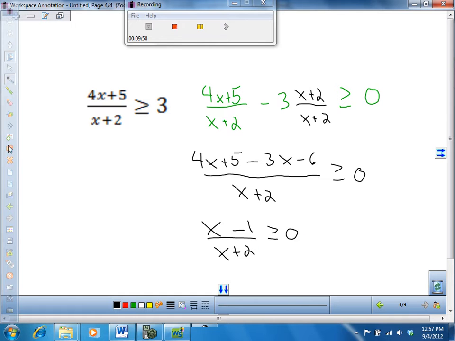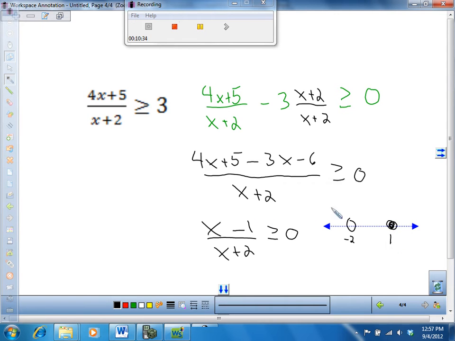And then you make your number line. Okay? Just hold on a second. Don't go yet. And on my number line, what can x not be? Negative 2. So you put an open circle at negative 2. Even though this says greater than or equal to, it's not allowed to be negative 2 because that would make my function undefined. And then over here, what do I put? What makes the top equal to 0? 1. So I put a closed circle at x equals 1.